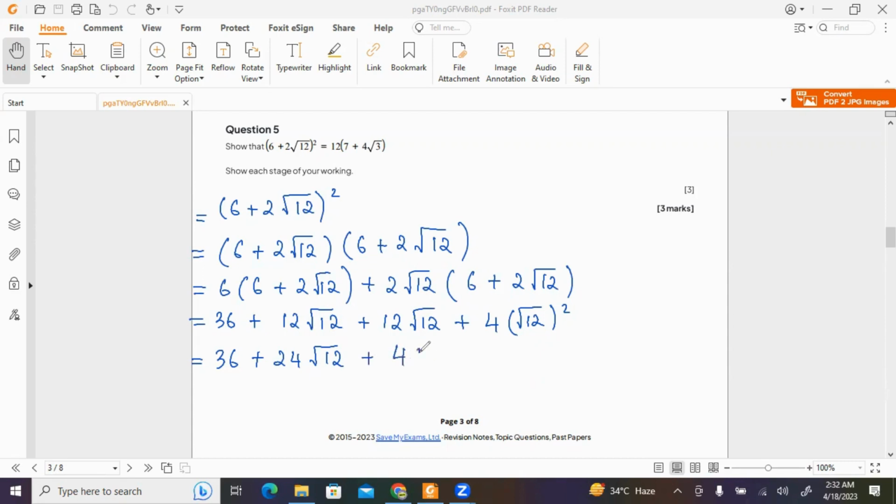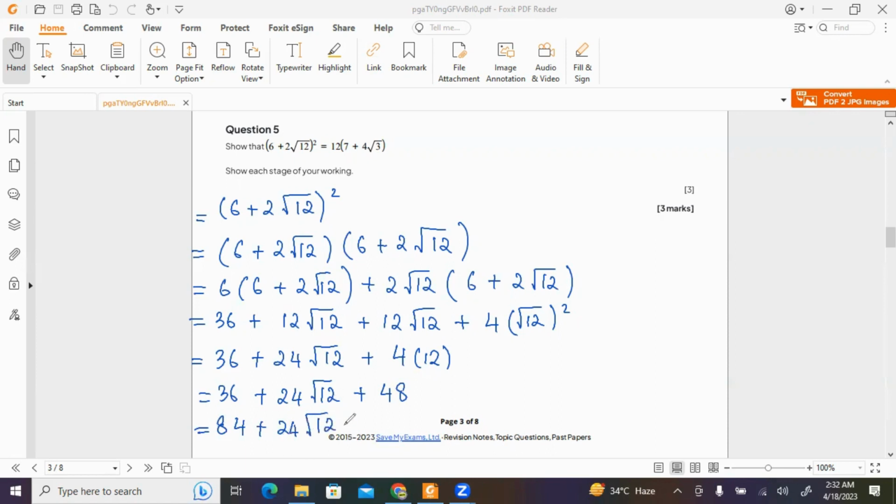Over here it is going to be 4 times 12, which is going to be 48. So I'm going to add the 36 and 48. It's going to give us 84 plus 24 root 12.